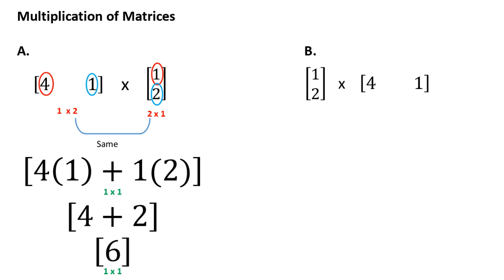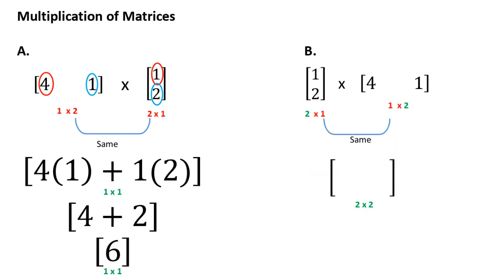Can we multiply these two matrices together? This is a 2 by 1 matrix. This is a 1 by 2 matrix. So this means that I can multiply these two matrices together because the columns of the first equal the rows of the second. These two are equal. And my resulting matrix is going to be a 2 by 2 matrix. So let's go ahead and do this.